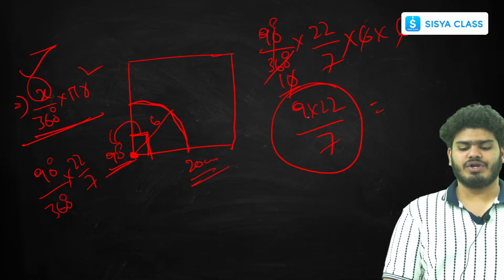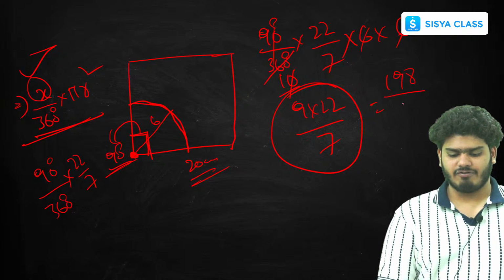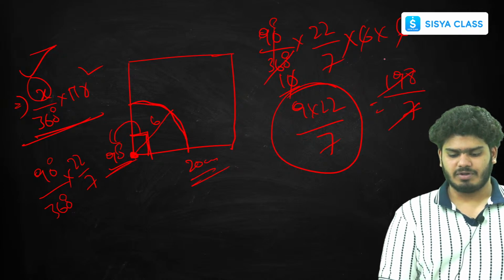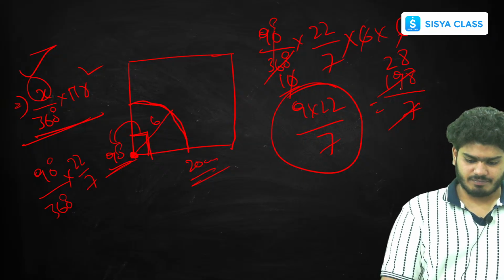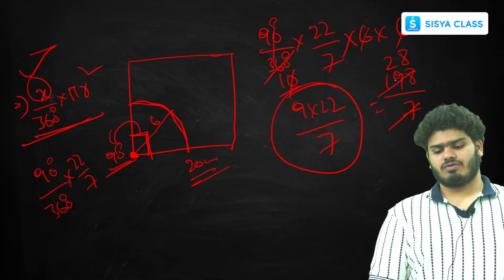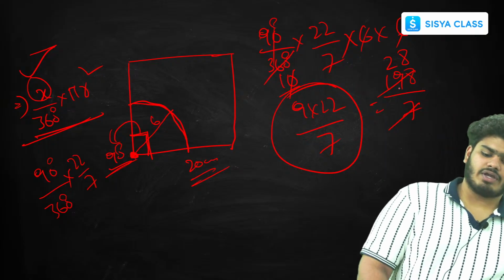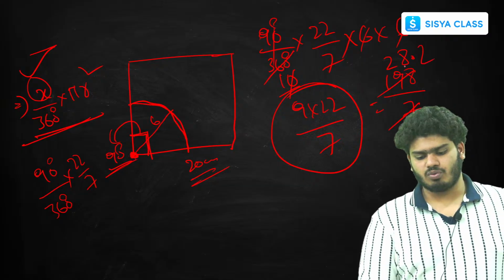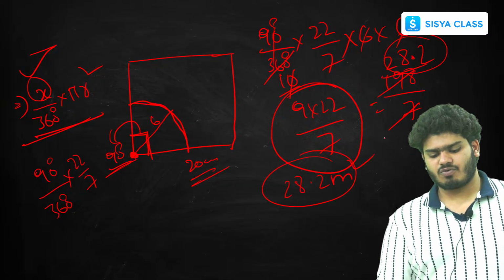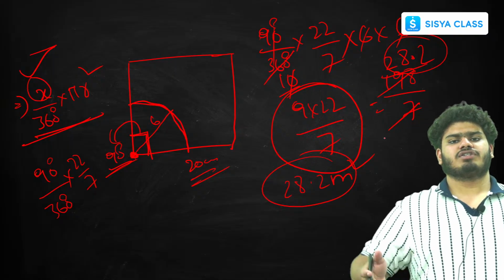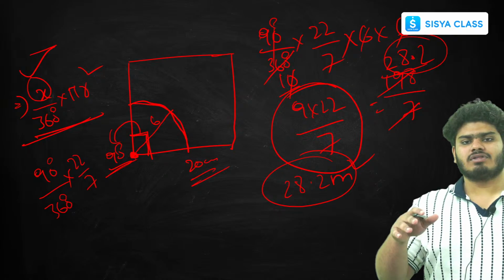So 22 into 9 is 198. So 198 divided by 7, so it will be 2 times 14 and 58, 8 times 56. Okay, so 56. 56 means there is still 2 left from 58. So another 0.2. So it will be nearly 28.2 meter square area. So we have the area of the shaded region, where the maximum area the cow can graze.